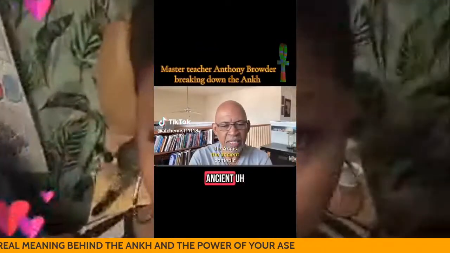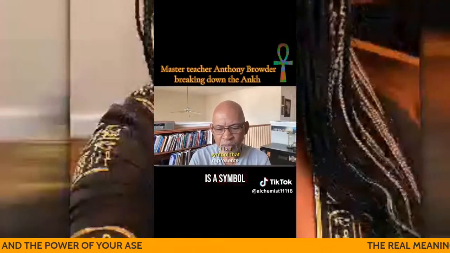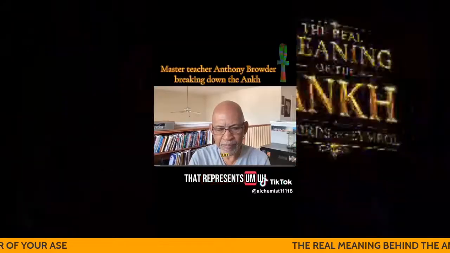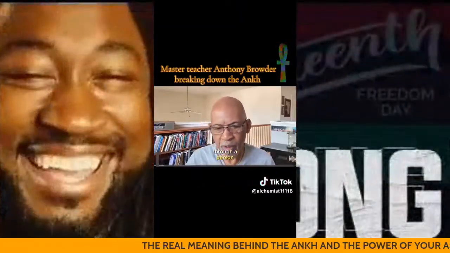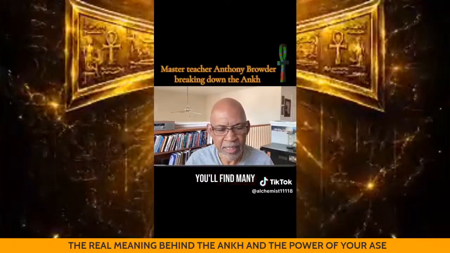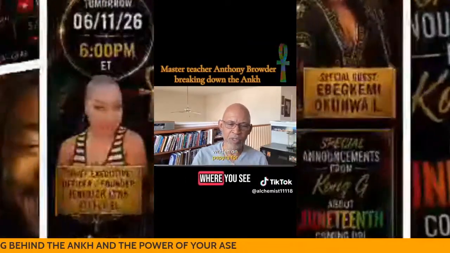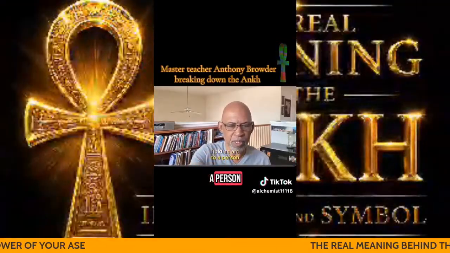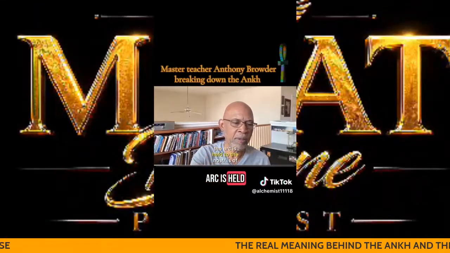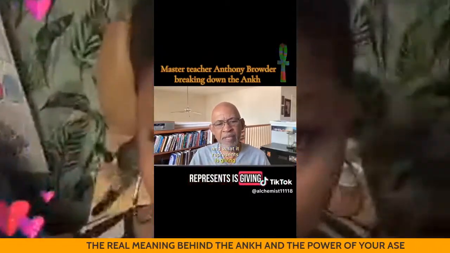The Ankh is the ancient Kemetic symbol of life. It is a symbol that represents the life force flowing through a person. You'll find many scenes carved on temples or written on papyri where you see a person hold an Ankh to a person. And usually the Ankh is held to the nostrils of an individual. And what it represents is giving that person life.